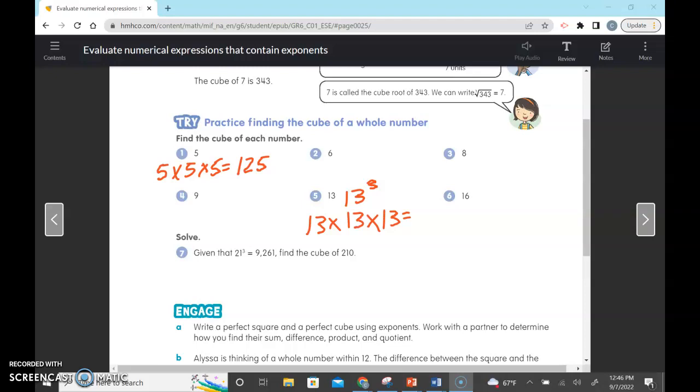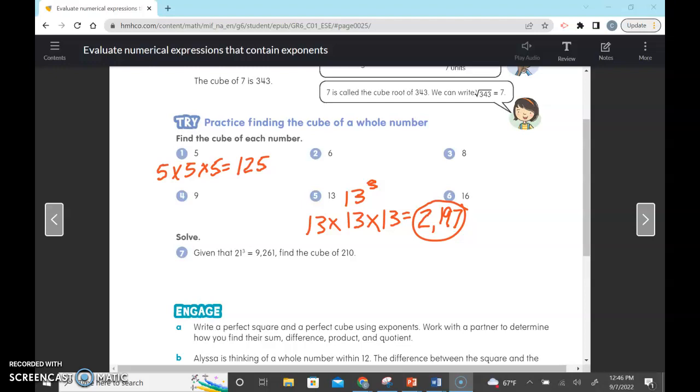And that's going to give us 2,197. So you can say that 2,197 is a perfect cube because 13 multiplied by itself 3 times gives you that answer there. Now let's take a look at number 7, kind of like the other problem that we saw with squares, with squaring a number.